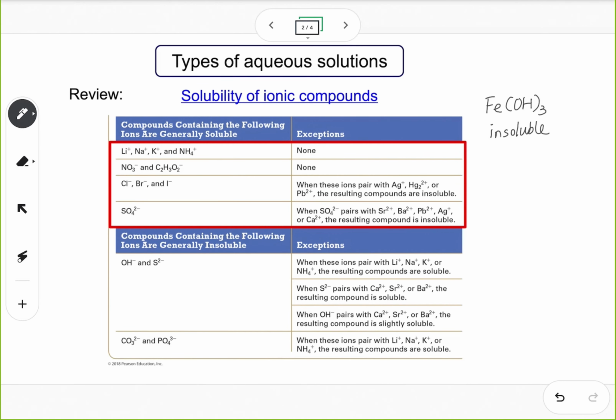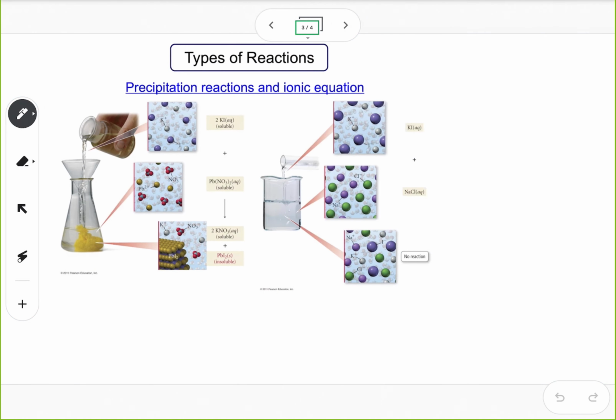All right. Based on this, let's take a look at these two reactions. Of the two reactions, one gives you a precipitate, the other one, no reaction. Let's take a look at this precipitation reaction first. According to the name of this term, if a reaction can generate a precipitate, then we call it a precipitation reaction. For this particular case, you have potassium iodide react with lead nitrate and generate potassium nitrate and lead iodide.